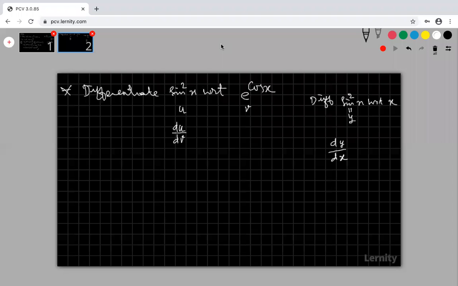Ganesh, don't worry, we will do all the sums in miscellaneous. Don't worry.